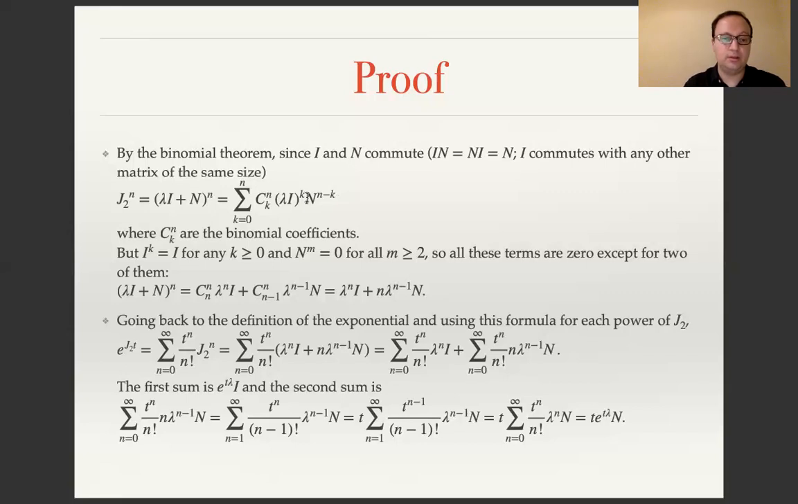So we get that this is equal to n choose n times lambda to the n times the identity plus n choose n minus 1 times lambda to the n minus 1 times N. So these are the only two terms that remain non-zero. And n choose n is 1, so we're left with lambda to the n times the identity. And n choose n minus 1 is n, so we have n times lambda to the n minus 1 times N.